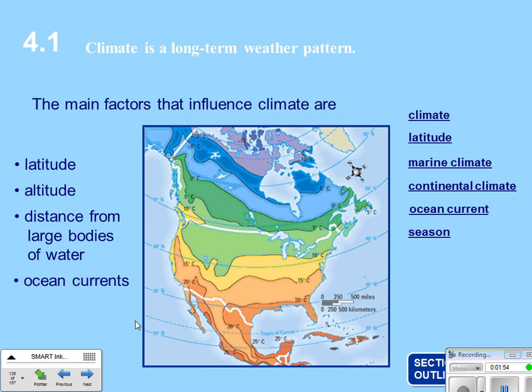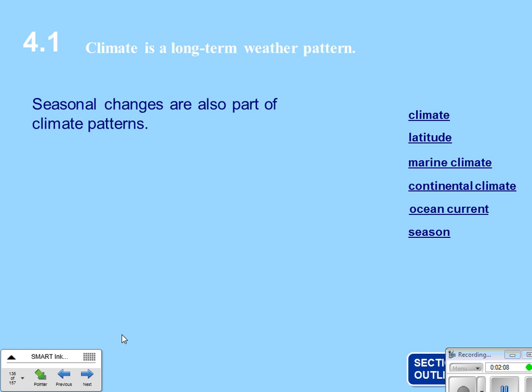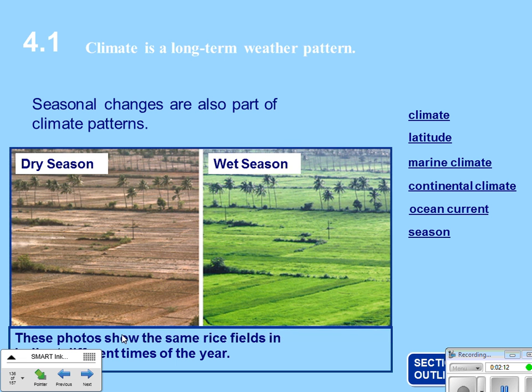And then ocean currents. We talked about how the Gulf Stream comes up from Mexico and comes up past us and brings us our weather. So we're also affected by ocean currents anywhere around the world as well. Seasonal changes are also part of climate patterns. This is a picture of some rice fields, and you can see in the dry season it's all brown, versus the wet season, everything's all green.